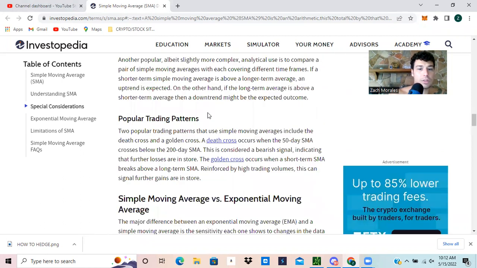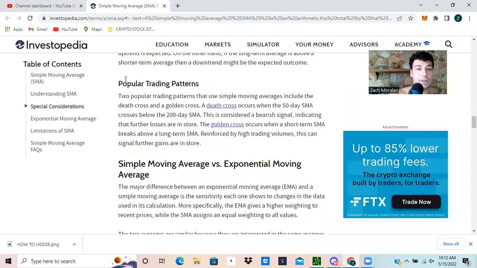But one thing that I want to do is highlight some of the popular trading patterns, right? So two popular trading patterns that use simple moving averages include the death cross and a golden cross. So a death cross occurs when the 50-day SMA crosses below the 200-day SMA. This is considered a bearish signal, indicating that further losses are in store. The golden cross occurs when a short-term SMA breaks above a long-term SMA. Reinforced by high trading volumes, this can signal further gains are in store.